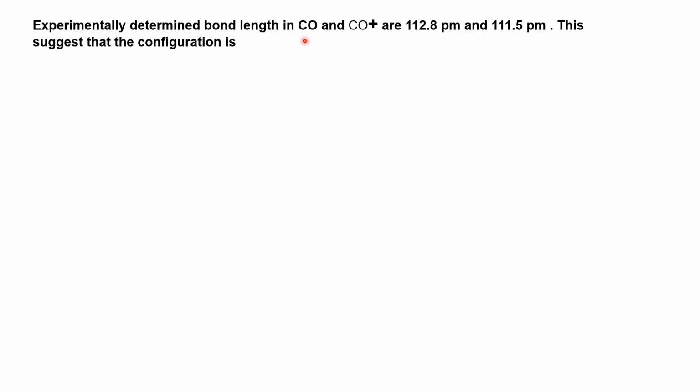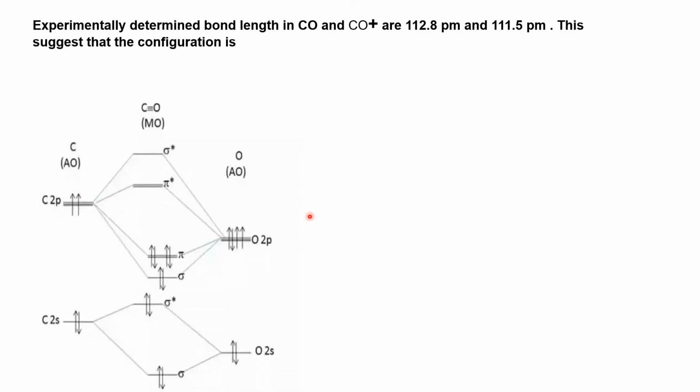Now, if we take CO and CO plus, see here, if this is the MO picture, when CO becomes CO plus, one electron has to be lost from the bonding molecular orbital. This is the bonding molecular orbital. If an electron is lost from the bonding molecular orbital, naturally the bond order decreases.